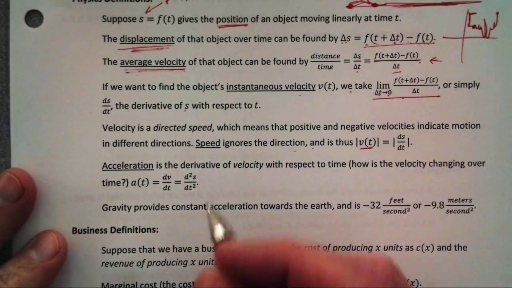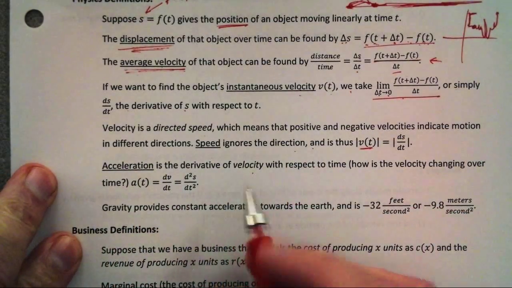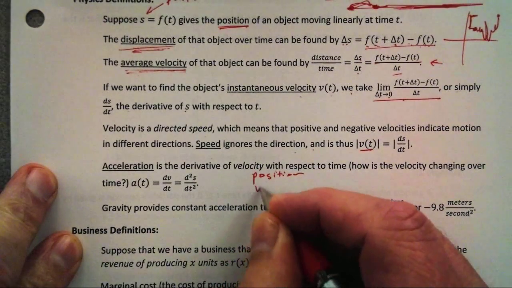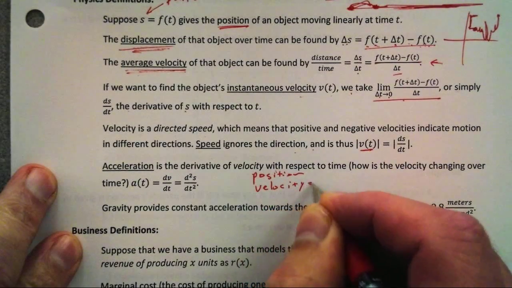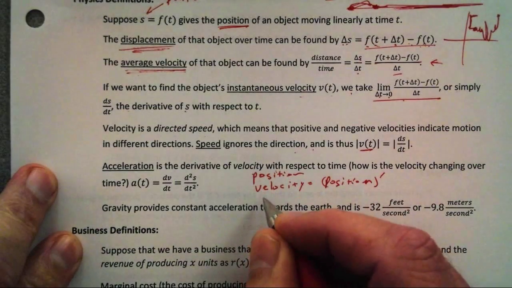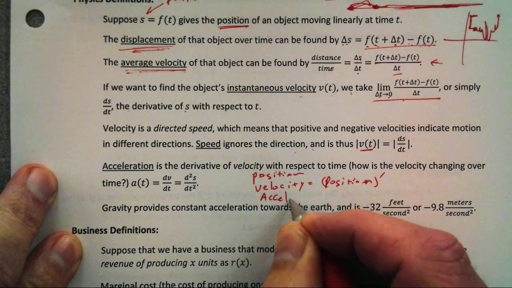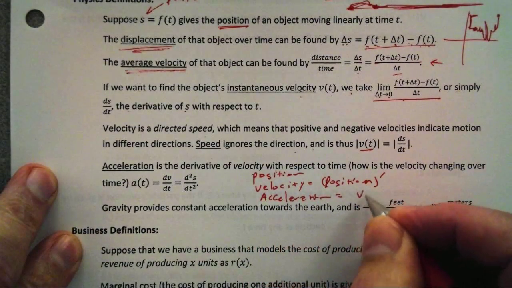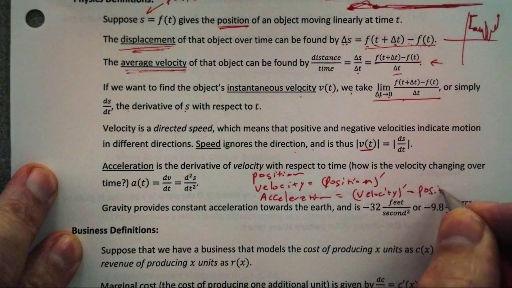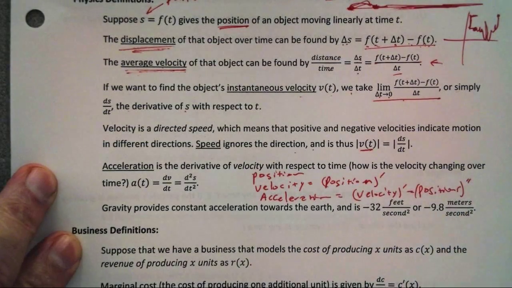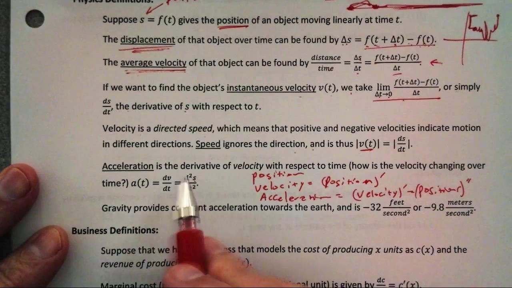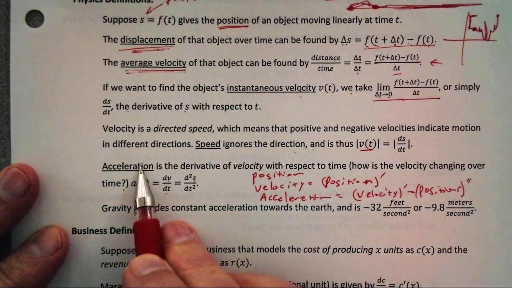Okay, acceleration is the derivative of velocity. So what do we have? We have position, then we have velocity, which is position's derivative, and then we have acceleration, which is velocity's derivative, or position's second derivative. Okay? And that's what we've got here. Second derivative with respect to t of position, or first derivative of velocity, is acceleration.